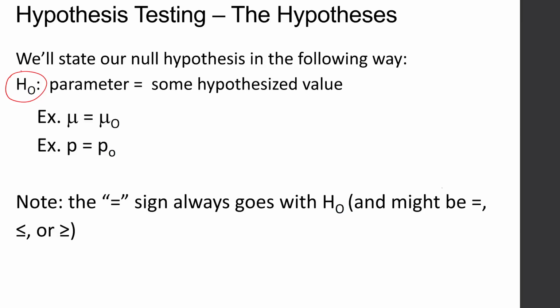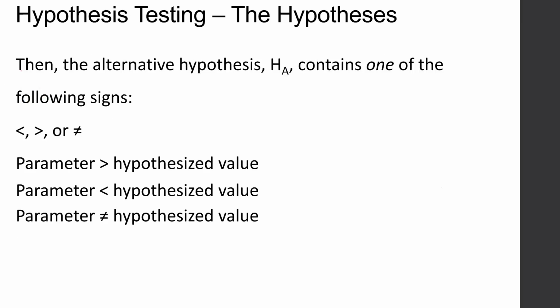And it's okay with me if you always put just the equal sign in the null hypothesis, because it's really the direction of the alternative that matters when we're doing our test. But sometimes you'll see it as a less than or equal or a greater than or equal. As long as the equals sign goes with the null, you're good to go.